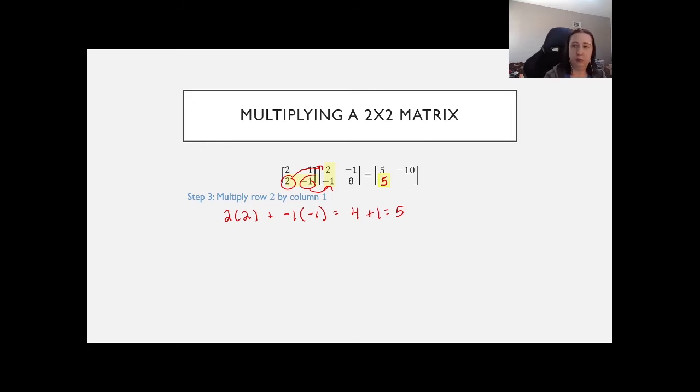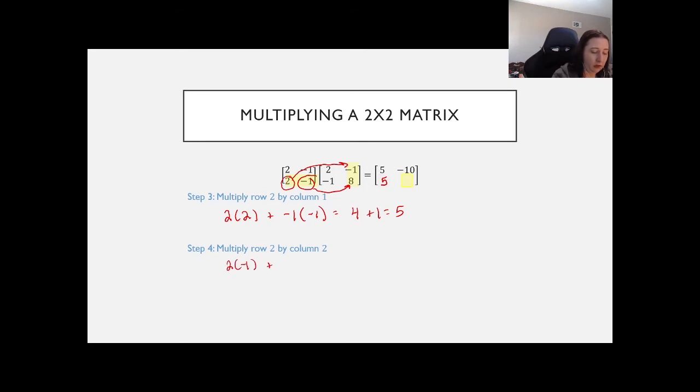Once you've filled in there, then you move on to the next column. You stick with your same row, you move to the next column. So now we have that same bottom row, but now we're multiplying by column 2. And now they both have a highlighted spot in the lower right corner. So that's where we're filling in our answer here. So I'm going to be doing 2 times -1, and then -1 times 8.